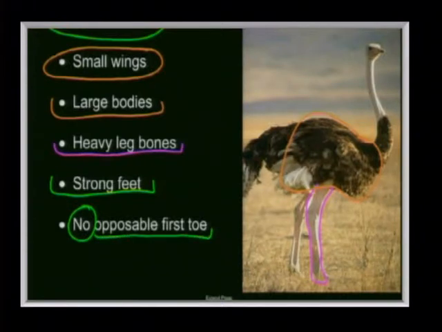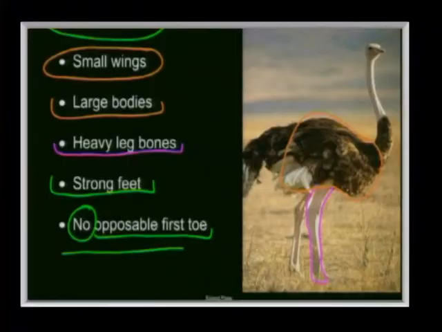So the reason why it doesn't have an opposable toe is it doesn't live an arboreal lifestyle, so it doesn't have to be in trees. So it doesn't need the opposable toe, in other words, to grip the branches of trees. And that is why your ratites don't have this opposable first toe, as mentioned. Let's move on.